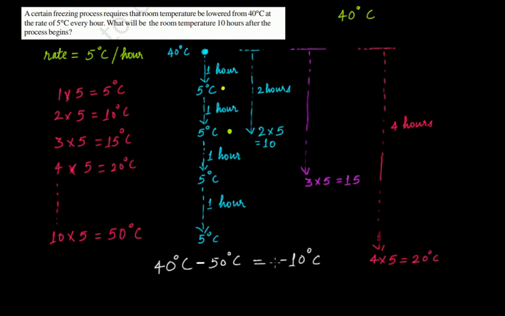Whatever freezing system we have used, it is dropping the temperature by 5 degrees Celsius after every 1 hour. So by the end of 10 hours, the temperature drop in the room will be 50 degrees Celsius. Therefore, the room temperature will be 40, that was initial, dropped by 50 after 10 hours. Therefore, my room temperature is now minus 10 degrees Celsius.